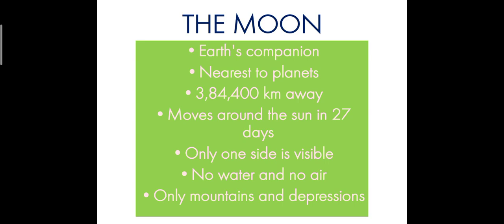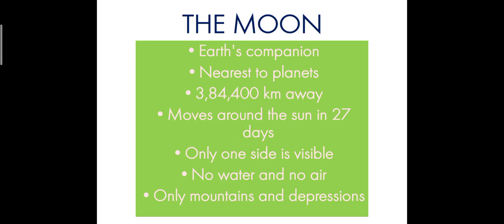From Earth, it is 384,400 kilometers away. It moves around the Earth in 27 days. Only one side is visible to us. Because the moon also rotates, Earth also rotates, it revolves.